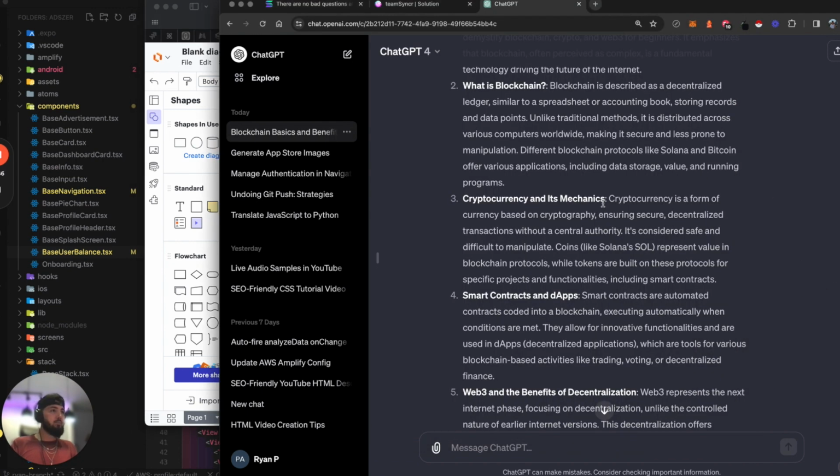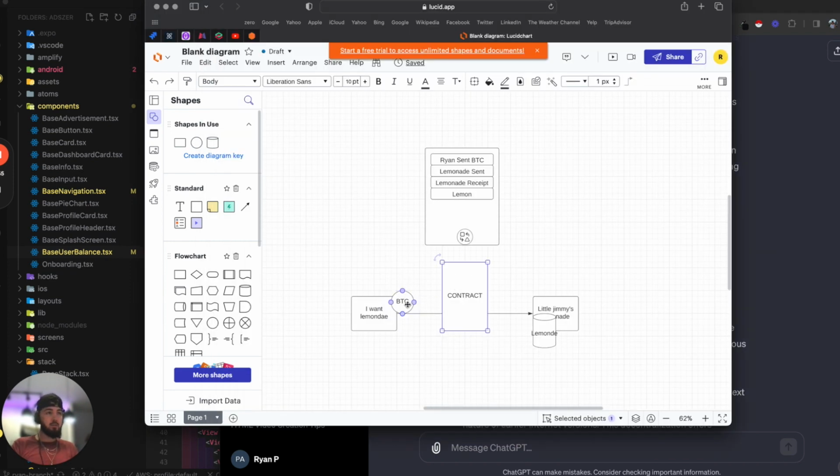So let's read some more. Smart contracts are automated contracts coded into a blockchain, executing automatically when the conditions are met. So again, the contract would say, one more time, place BTC here, right? This is what the contract's looking for. And then it would also have maybe a little bit more granular understanding: place Lemonade here, right? So we're breaking these high level concepts into more palatable things.